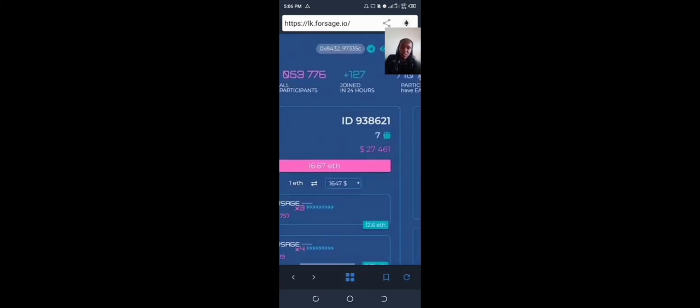This is the amount of Ethereum that I have been able to accumulate. In terms of dollars, that is around $27. How many people do I have in my system? Only 7 people. This system is very transparent, as you can see. All participants in the whole ecosystem are indicated here in pink. This one that I'm zooming in on has over 1 million people. In the last 24 hours, 127 people have joined the system.